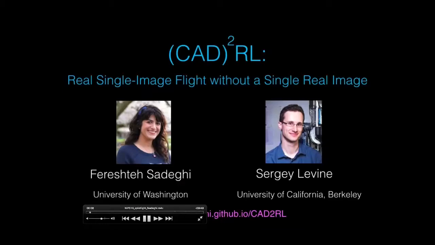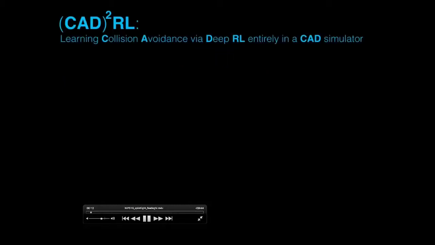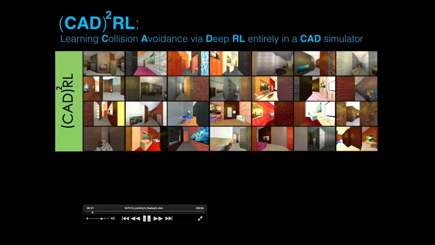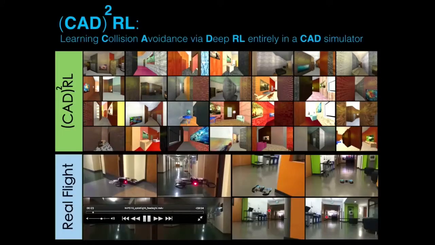The title of our paper is Real Single Image Flying Without a Single Real Image. In this work, we developed CAT to the power of 2RL, a flight controller for collision avoidance via deep RL that, although entirely trained in a 3D CAT simulation environment, can perform collision-free flight in the real world.